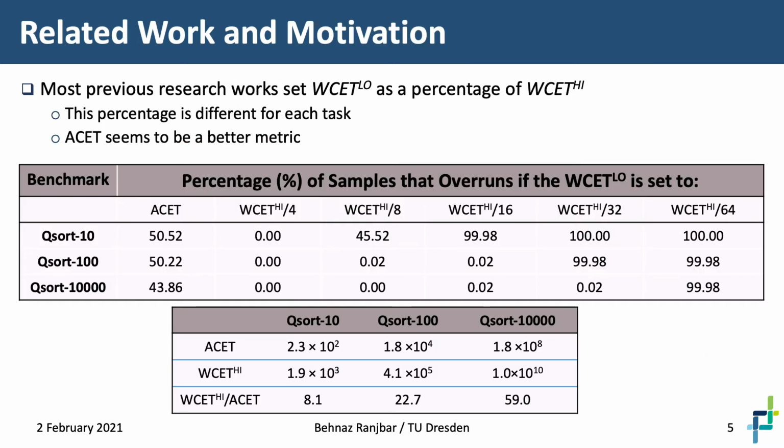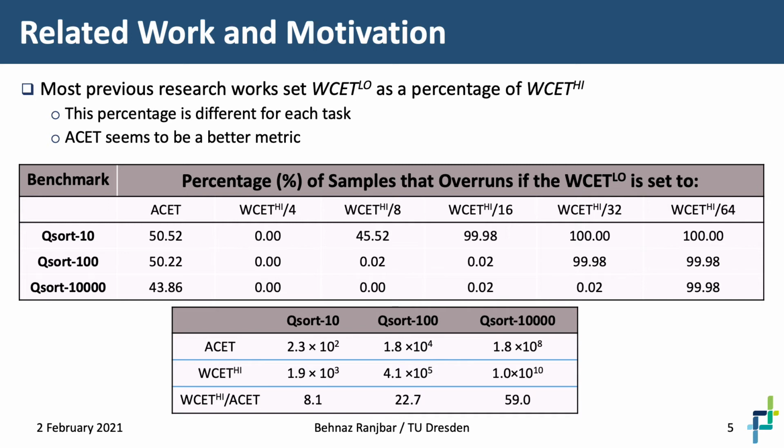Most previous work set the low WCETs as a percentage of the high WCETs, and this percentage may be different for each task. We executed 20,000 instances of quicksort algorithm with different input sizes. This table shows how many instances violate the low WCET if it's set to different values. We see that the high WCET is not an appropriate parameter to determine the low WCET. For example, by setting the low WCET to 1/16 of high WCET, there are different rates of exceeding it. So it is not feasible to determine a general formula to find the low WCET based on the high WCET, while setting based on the ACT seems more practical.